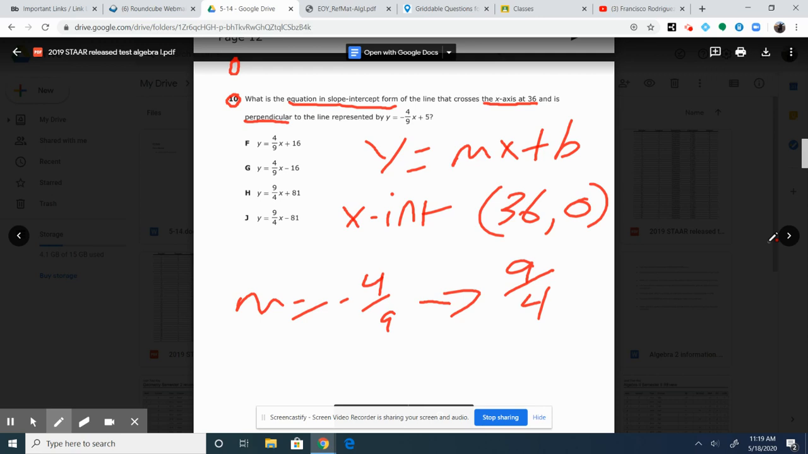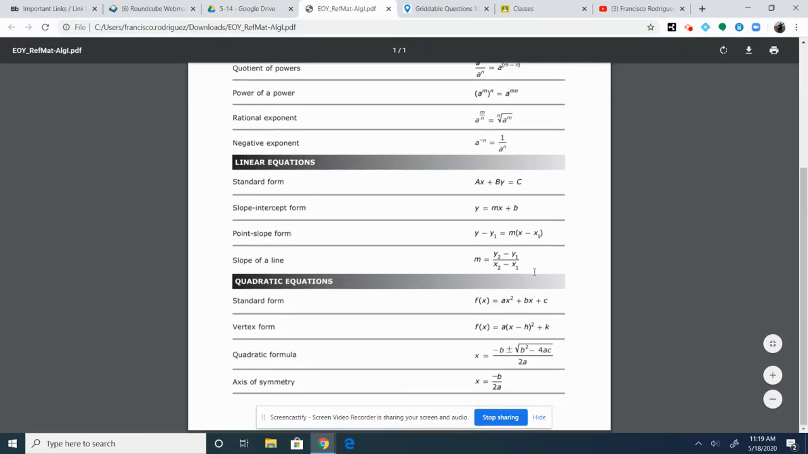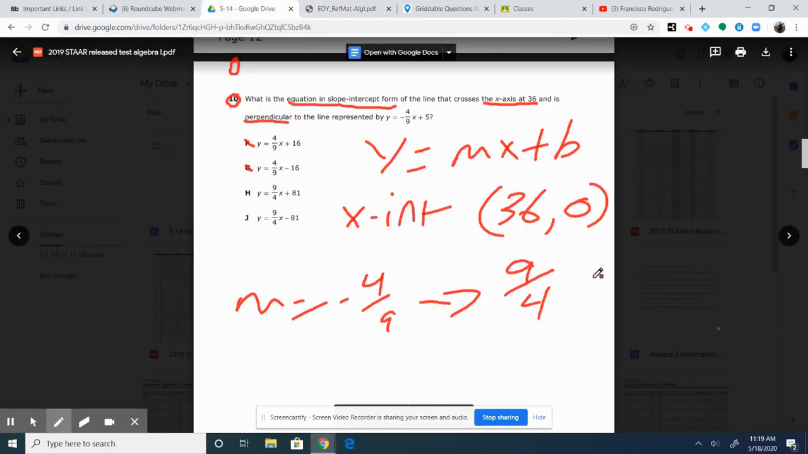So based on that, we can actually eliminate F and G because those aren't the correct slope. So now we can use our point-slope formula, which we have right here, to find the equation. So if we use the x-intercept, x1, y1, we can plug it in. y minus 0 is equal to 9/4 times (x minus 36).